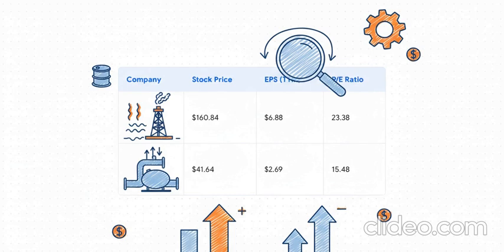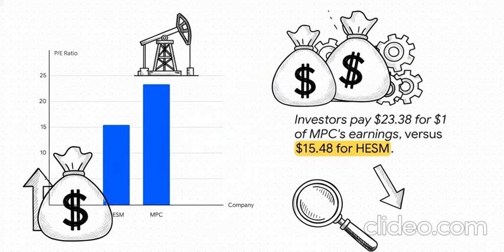Let's look at a quick example. Here we have two energy companies. You've got Marathon Petroleum, or MPC, with a PE over 23. And then you have Hess Midstream, HESM, with a PE of around 15 and a half. Oh, and that little TTM next to EPS, that just means trailing 12 months. So it's based on a full year of actual past earnings. And when you see it on a chart like this, it's crystal clear. To get $1 of profit from Hess, you have to invest about 15 and a half bucks. But to get that same dollar of profit from Marathon, you've got to shell out over $23. Based purely on this number, Marathon's earnings are just, well, they're more expensive.